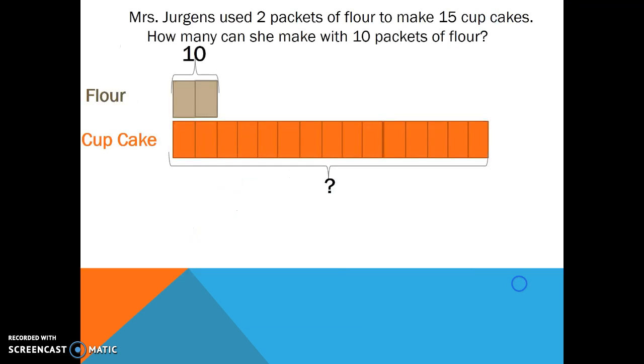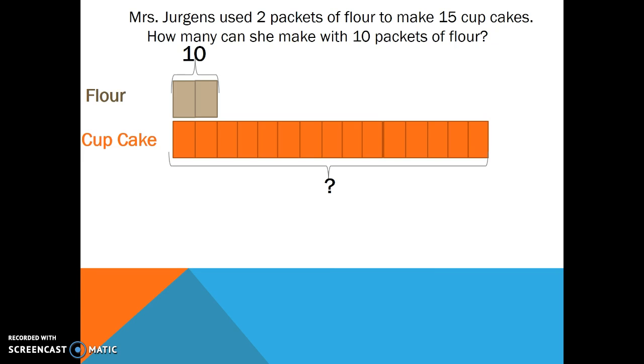So here you go. Okay, let's start with a word problem, and I think you might have some different names on your notes. That's okay. But your first one says, Mrs. Juergens used 2 packets of flour to make 15 cupcakes. How many can she make with 10 packets of flour? Well, first of all, that probably won't ever happen because, to be honest, I don't make cupcakes. But maybe one of Mrs. Juergens' daughters made cupcakes, so let's go with that.